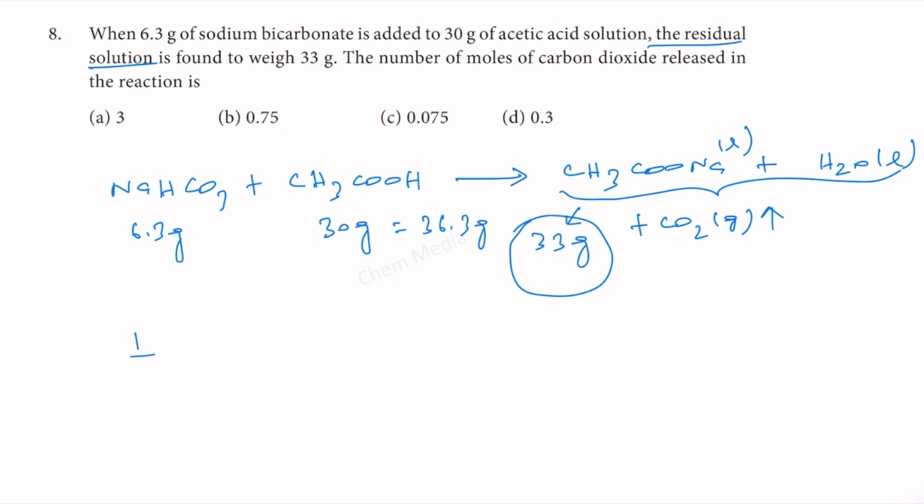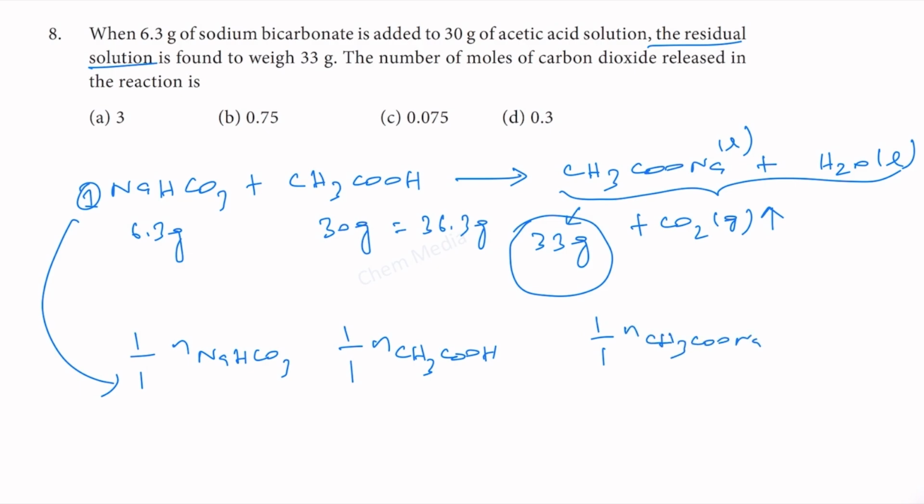Therefore, if you write down the stoichiometric moles, this is the way we write them down. 1 by 1 number of moles of sodium bicarbonate. Whatever coefficient you have, you just need to bring it down here. So 1 by 1 number of moles of acetic acid, 1 by 1 number of moles of sodium acetate, then 1 by 1 number of moles of water, and 1 by 1 number of moles of CO2. Once you find the limiting reagent, then the stoichiometric moles of that you can equate with the number of moles of CO2. That way we can easily find the answer.